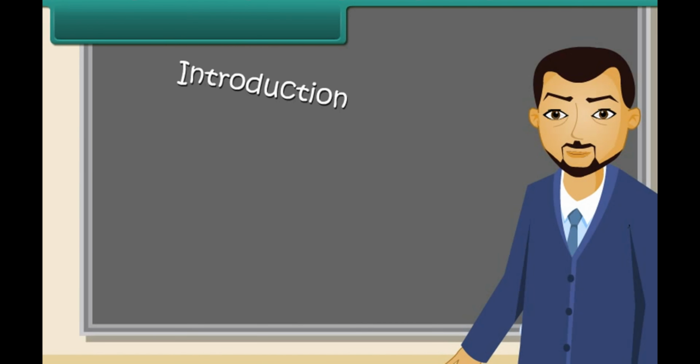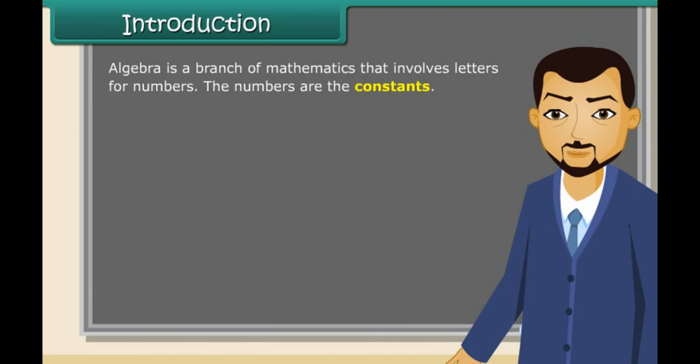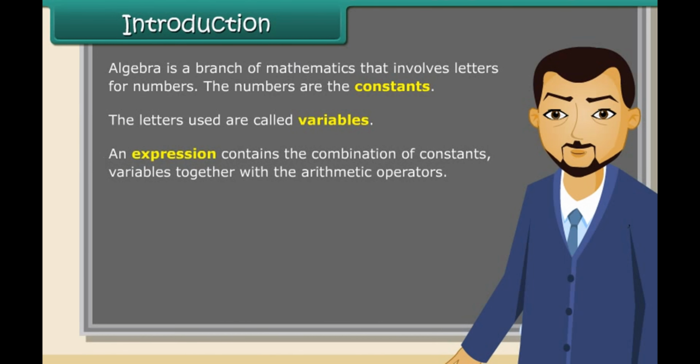Introduction. Algebra is a branch of mathematics that involves letters for numbers. The numbers are the constants. The letters used are called variables. An expression contains the combination of constants and variables together with the arithmetic operators.